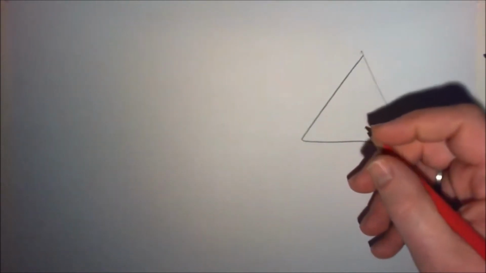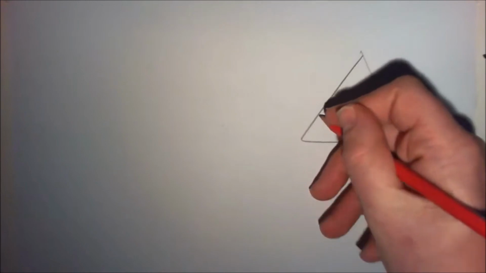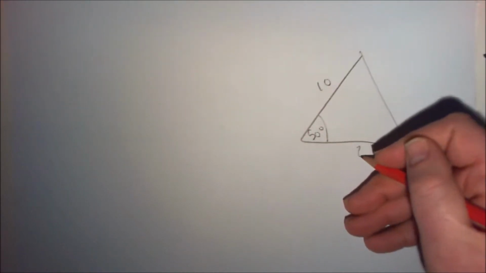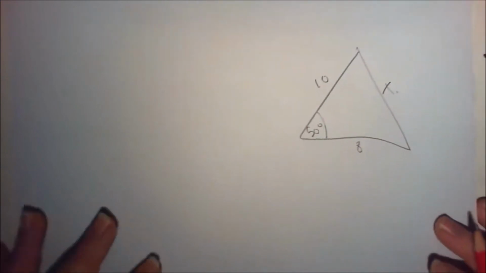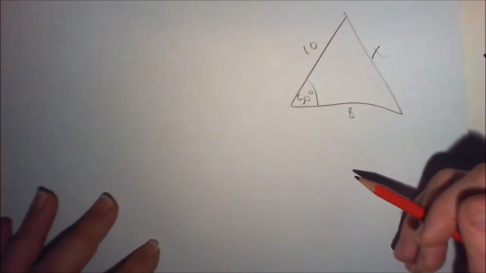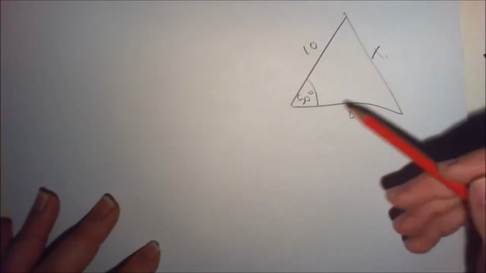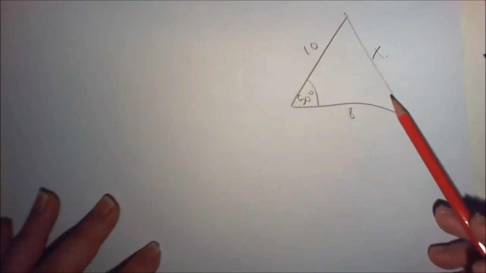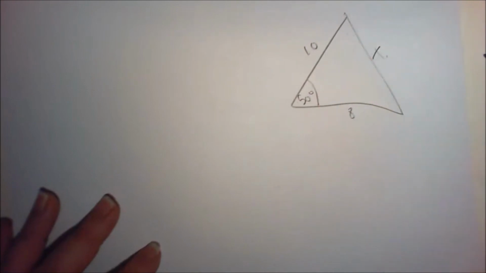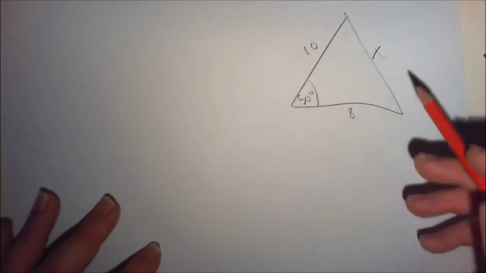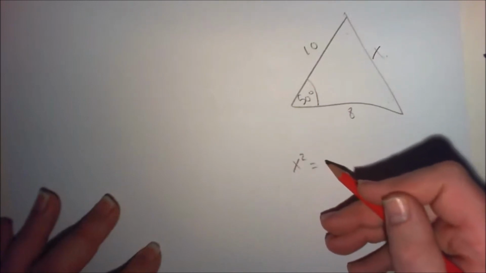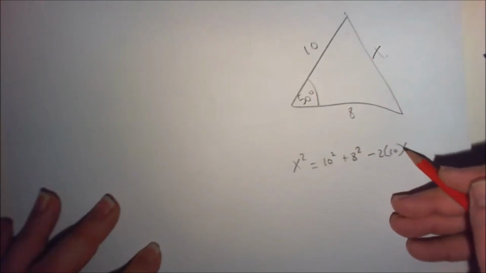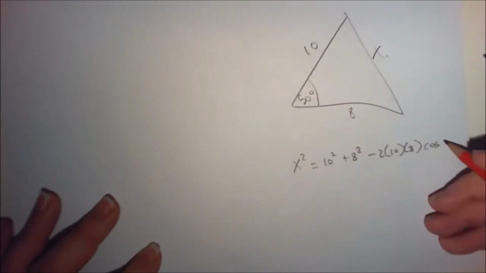Triangle. Let's say that's 50. That's 10. That's 8. That's x. Find x. Well, it's not a right-angled triangle that I can see, so I can't use Pythagoras. Can't use the sine rule because even though I know 3 things, I don't have opposites. I don't have that angle or that angle to help me. So I can only use x squared is equal to 10 squared plus 8 squared minus 2 times 10 by 8 by the cos of 50 degrees.